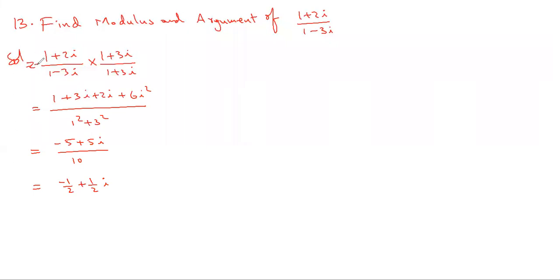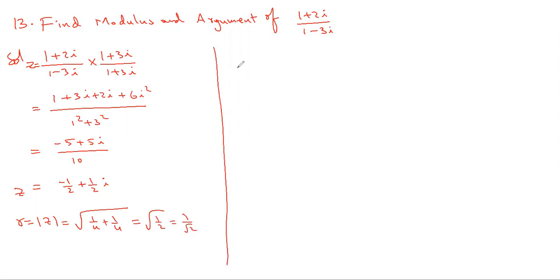So if you name this as Z, you got Z equal to this. So r equal to the mod Z equal to under root 1 by 4 plus 1 by 4, which is equal to root 1 by 2, which is 1 by root 2. And the next part is sine theta is equal to y by r. Your y is 1 by 2, r is 1 by root 2. And cos theta equal to x by r, minus 1 by 2 by 1 by root 2. So this becomes 1 by root 2. This becomes minus 1 by root 2.